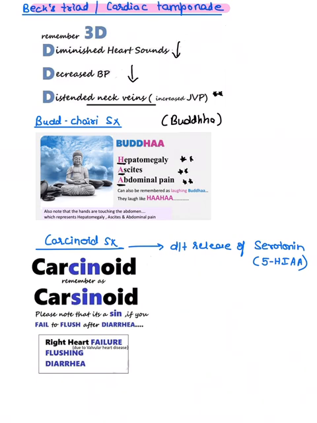Now coming on to the carcinoid syndrome. We know that carcinoid syndrome is due to the defect in metabolism of serotonin. Serotonin is also known as 5-hydroxyindole acetic acid. So what are the features that you see? You will see right heart failure, flushing and diarrhea.